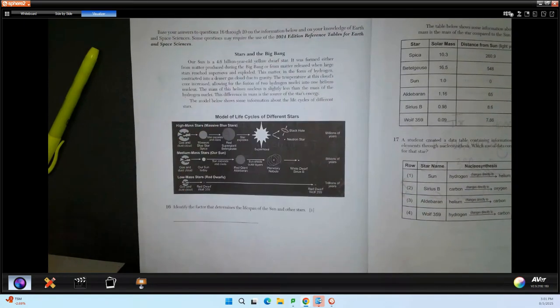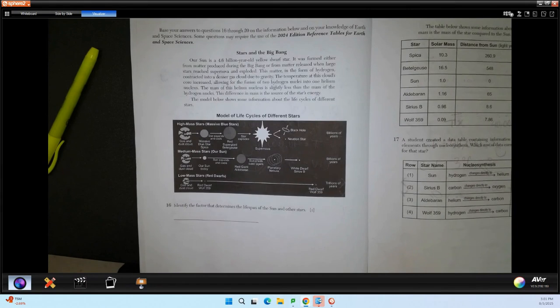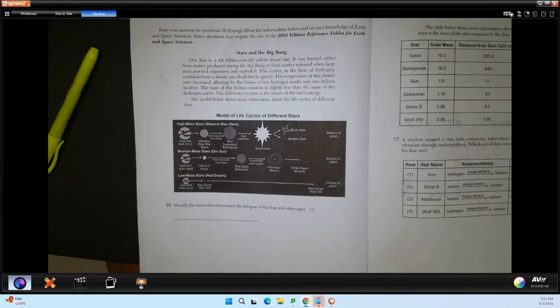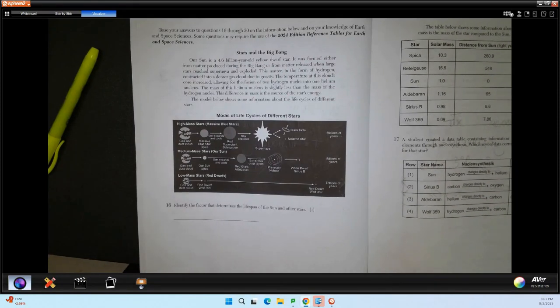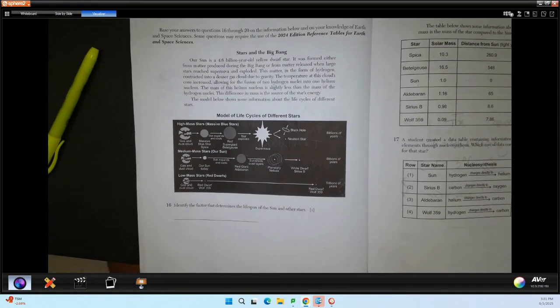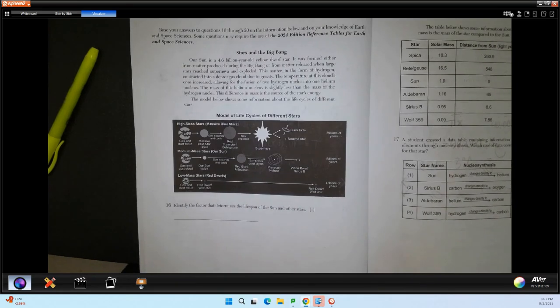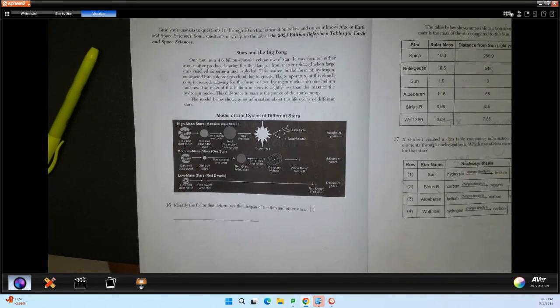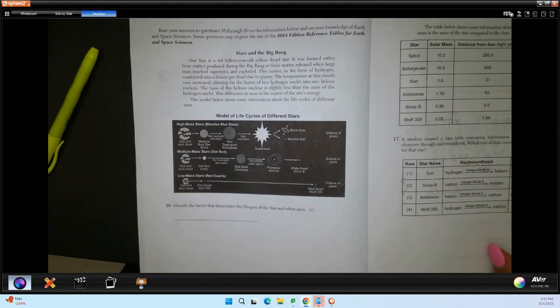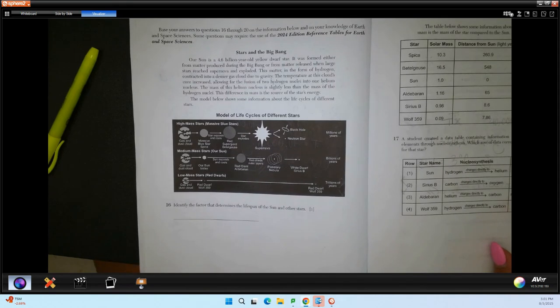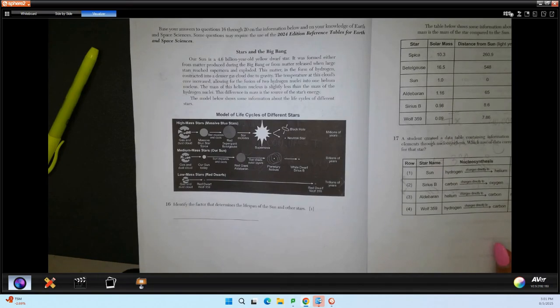So they gave us some background information about stars and the Big Bang. It says our sun is a 4.6 billion year old yellow dwarf star. It was formed either from matter produced during the Big Bang or from matter released when large stars reached supernova and exploded. This matter, in the form of hydrogen, contracted into a denser gas cloud due to gravity. The temperature at the cloud's core increased, allowing for the fusion of two hydrogen nuclei into one helium nucleus. The mass of this helium nucleus is slightly less than the mass of the hydrogen nuclei. This difference in mass is the source of the star's energy.